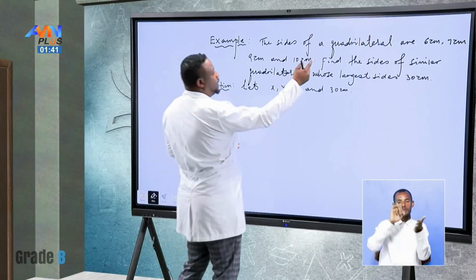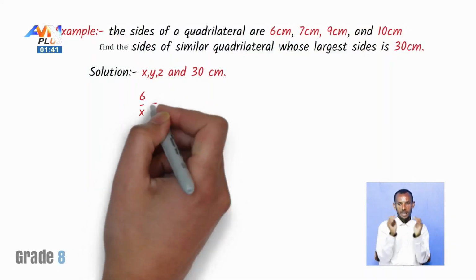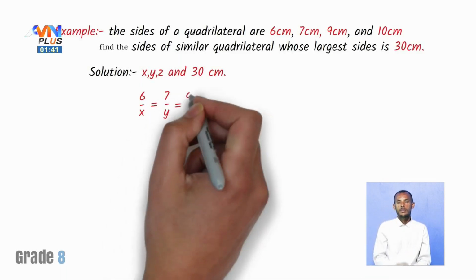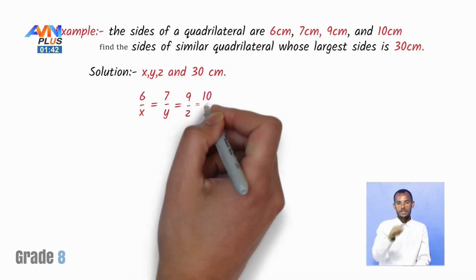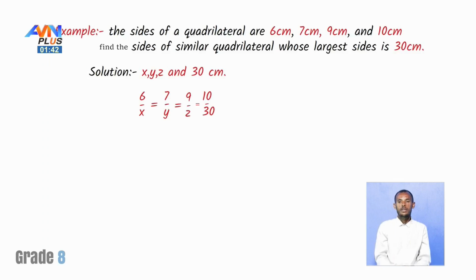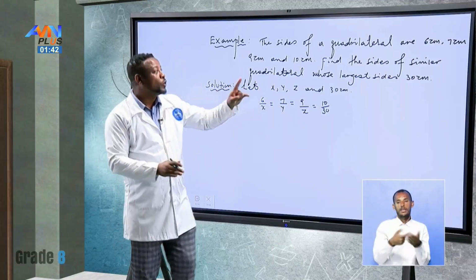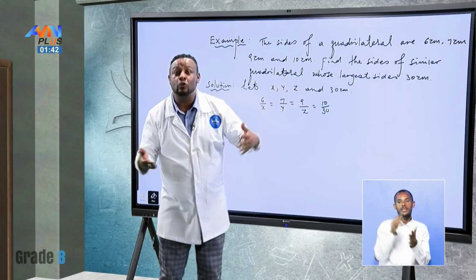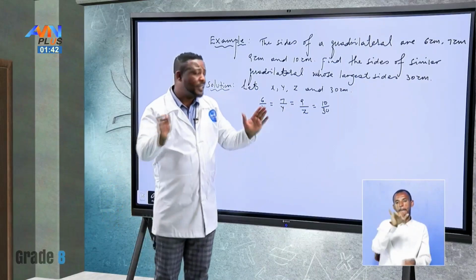That means 6 over X must be the same as 7 over Y. This must be the same as 9 over Z. And lastly, we have 10 over 30. Okay, these ratios must be the same. Otherwise, you cannot say the two quadrilaterals are similar. Since it says the two quadrilaterals are similar, these ratios are the same. That is the first thing that you need to do.